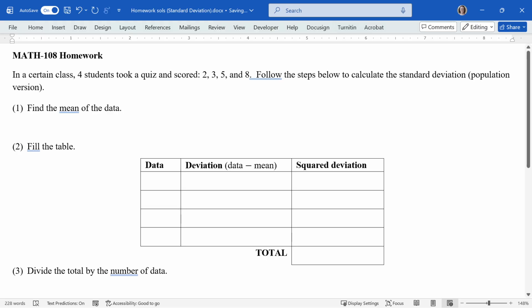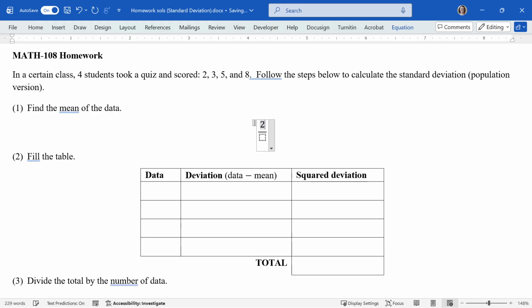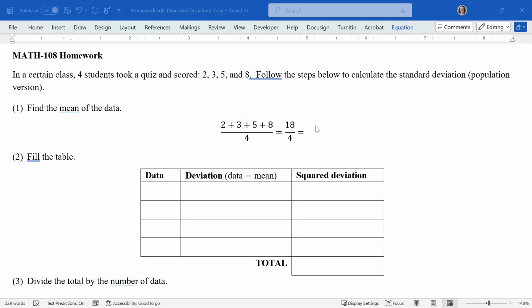All right, so these are the data values that we're going to find the standard deviation of: 2, 3, 5, and 8, and we're saying that these are some quiz scores. So first we have to find the mean of the data, so we're just going to add these up and divide by how many there were. So 2 plus 3 plus 5 plus 8. You can use a calculator, or maybe you can do this in your head. This is a total of 18. Divide by 4, so I think, let's see, I have a calculator here. So this should be 4.5.